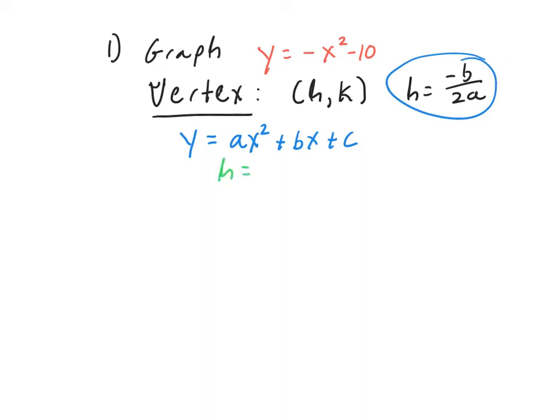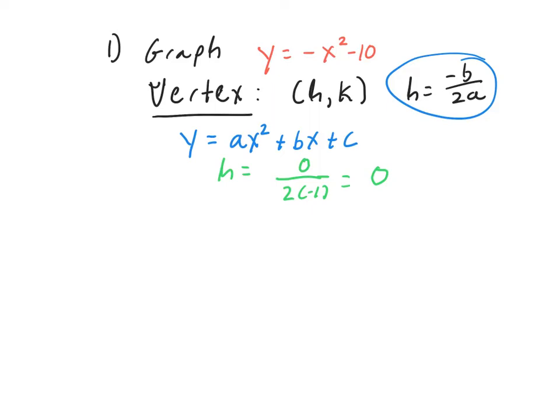is equal to negative b, which for this one doesn't exist. So it's just 0, which is not negative 0 because there's no negative 0. It's just 0. And then for a, we have negative 1. So we have 2 times negative 1, which is negative 2. Anyway, this fraction simplifies to just 0. So our h value is 0.